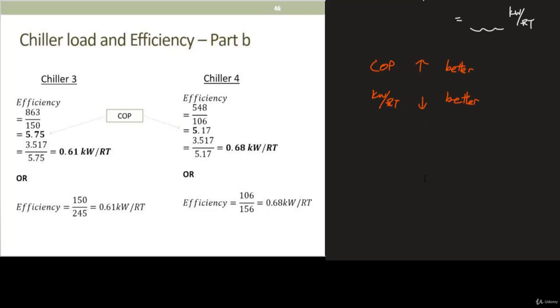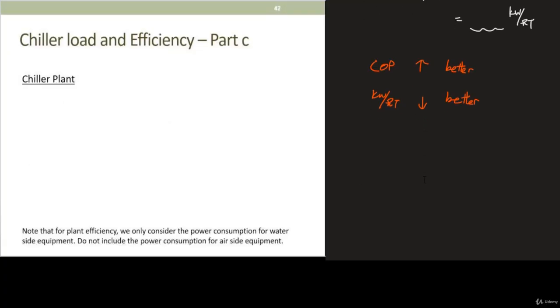Finally, for part C, very simple, you want to calculate the plant efficiency. That means you consider everything. So remember, for the water side, we have the chilled water pumps, the condenser water pumps, and the cooling towers. You have to take into account these three components, with the power consumption together with your chillers, and divide by your building load. From part A, we know that our building load is 401. So you need to take all the power consumption at the water side, divide by 401. You will get the kilowatt per ton for the whole plant.